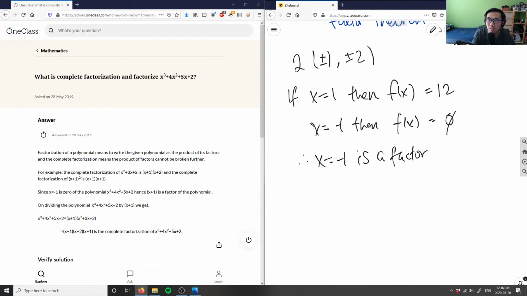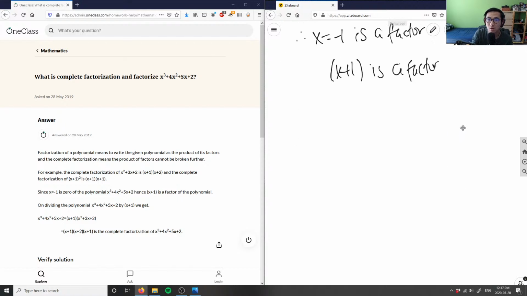So you can say that x plus 1 is a factor as well. Remember, you flip the sign if you want to put it into this kind of format here. So remember, x plus 1 equals 0, right? So this is a factor. So if we know a factor here, we can simply use either factor theorem, or we could use long division or synthetic division to figure out the rest of our factors here.